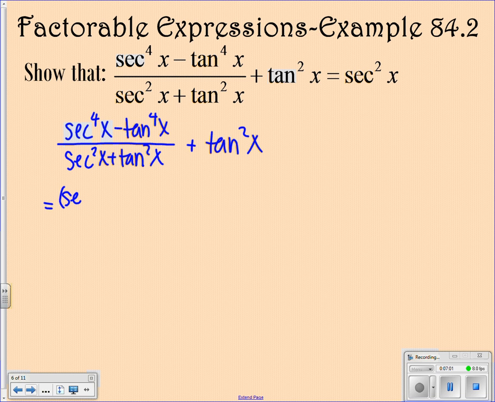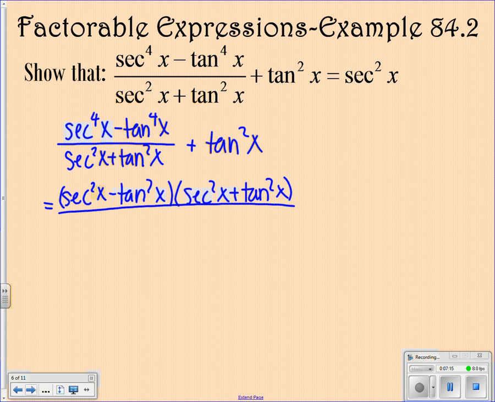Secant to the fourth x minus tangent to the fourth is going to be secant squared x minus tangent squared x times secant squared x plus tangent squared x, all over secant squared x plus tangent squared x. And we have plus tangent squared x.